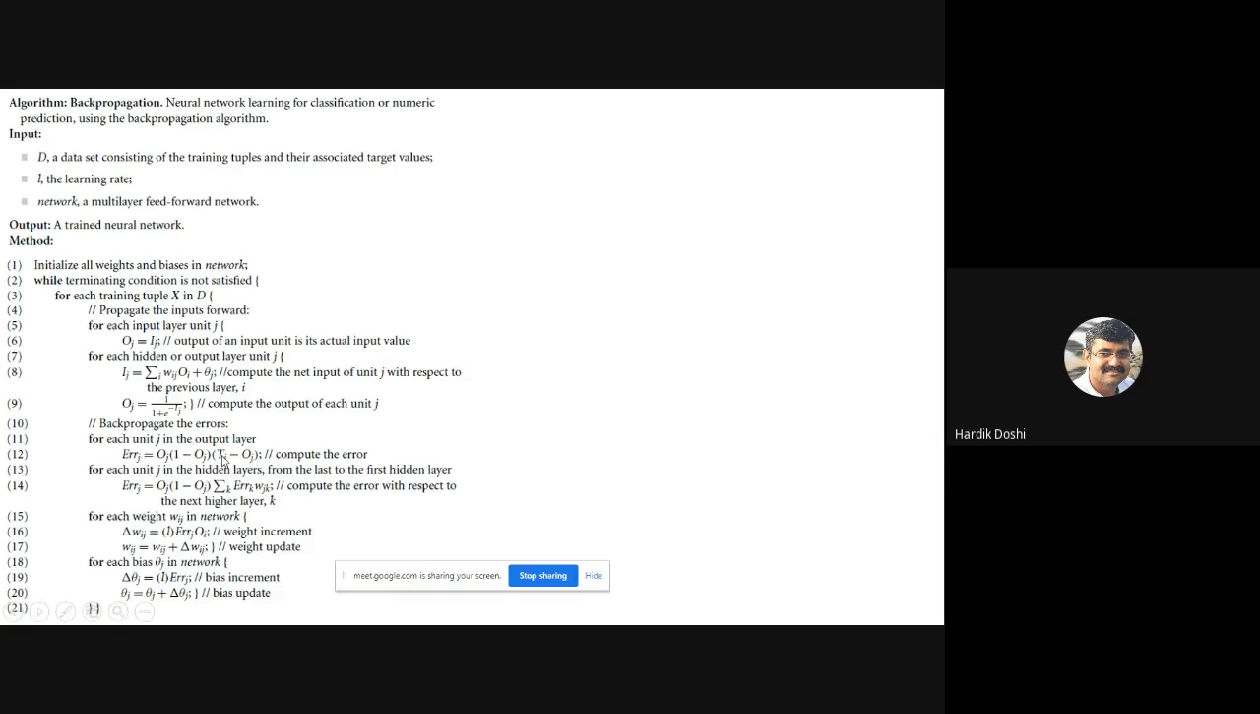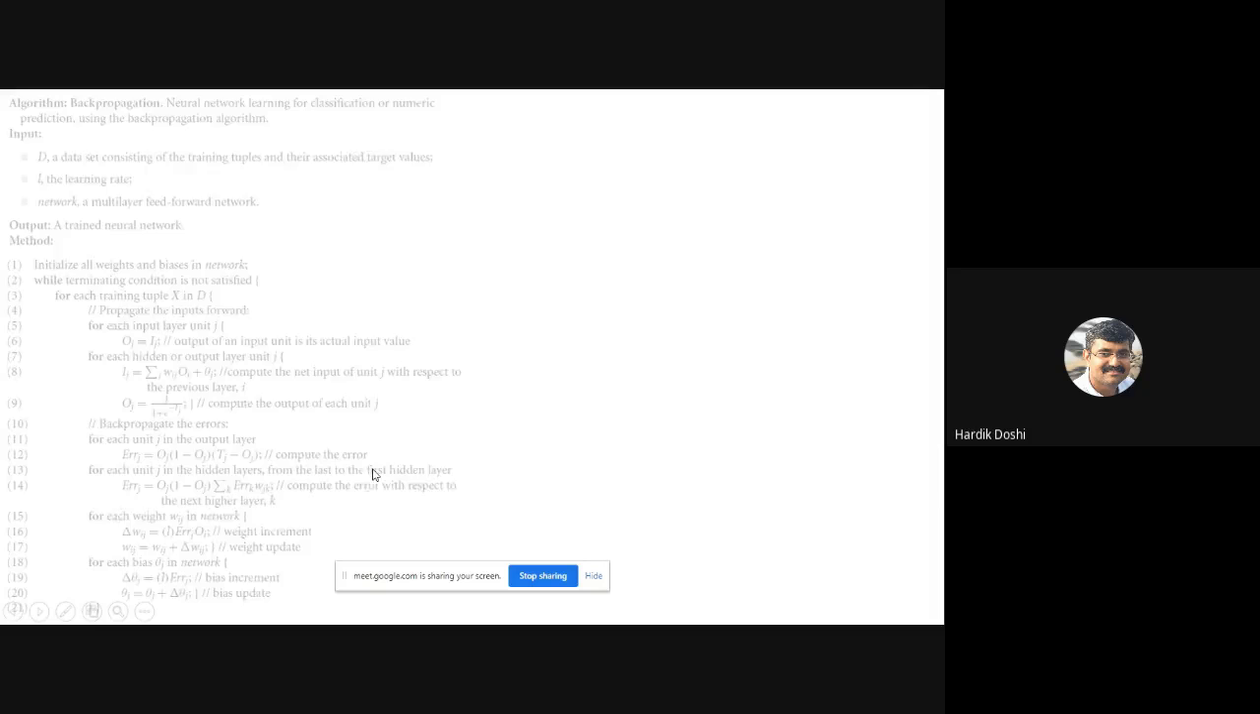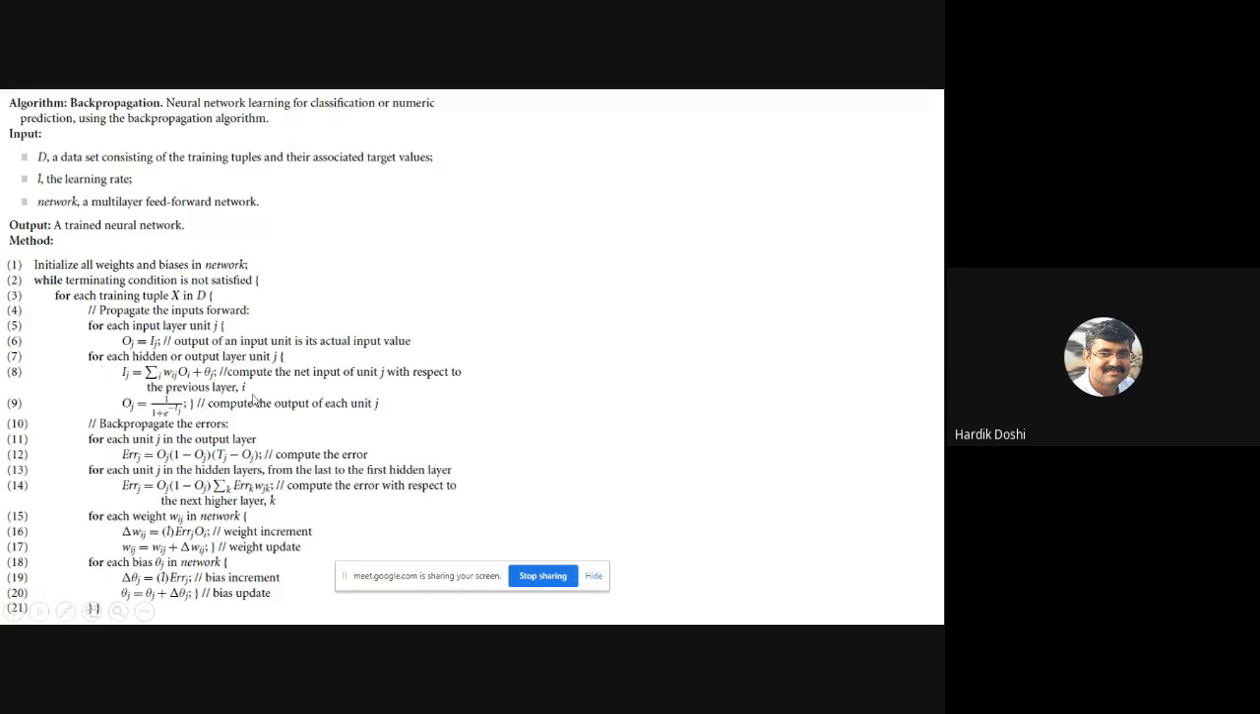The same formula over here, TJ minus OJ, that means it is another value. But the error is given by this formula which we studied. Then for each weight, I need to modify my weight. So delta W, the change in weight, is calculated and added. Then I need to compute the bias, and that bias is to be added. See, all these previous formulas 1, 2, 3, 4 and 5 are implemented for each training tuple.